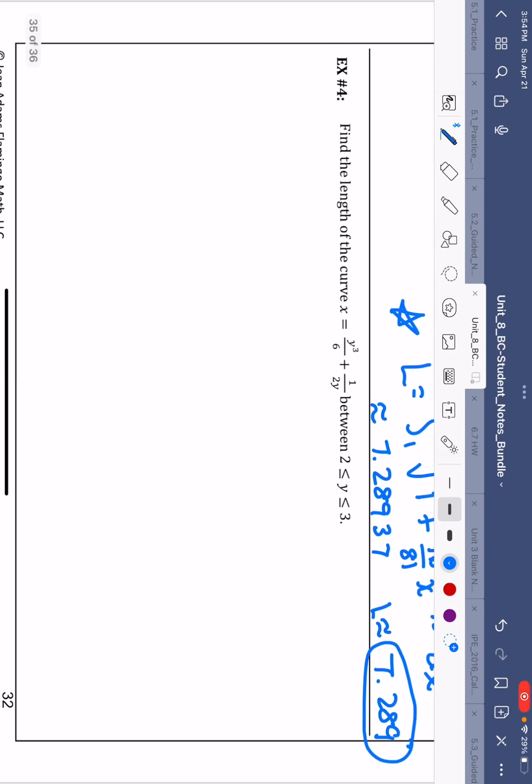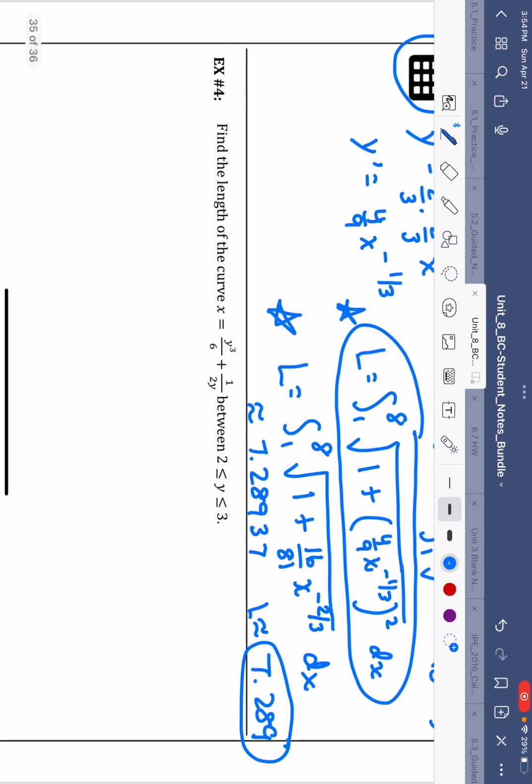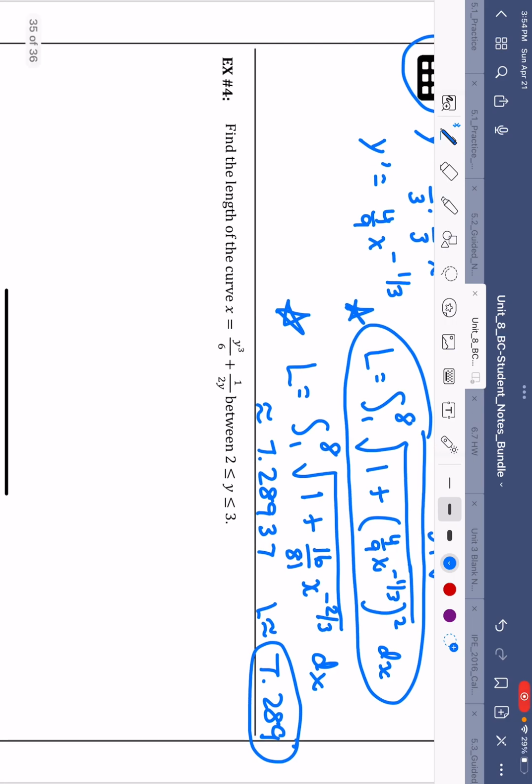And then our last one, this one is a little bit different because it's x in terms of y, and we're integrating from y equals 2 to y equals 3. So this time we're going to be finding dx dy instead of dy dx, which is like x prime with respect to y, but we don't really write it like that because we know that prime typically goes with y with respect to x. But anyway, this is a good time to use dx dy.